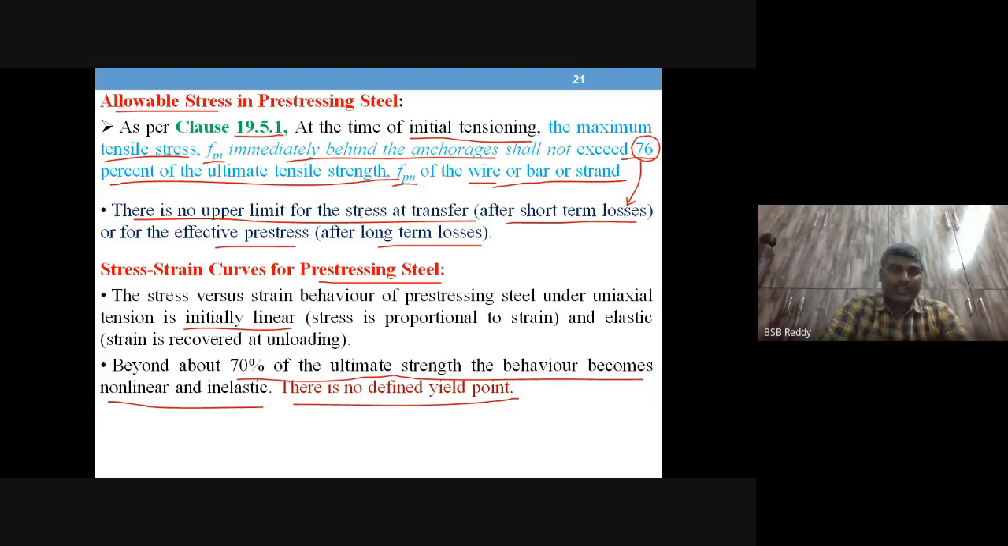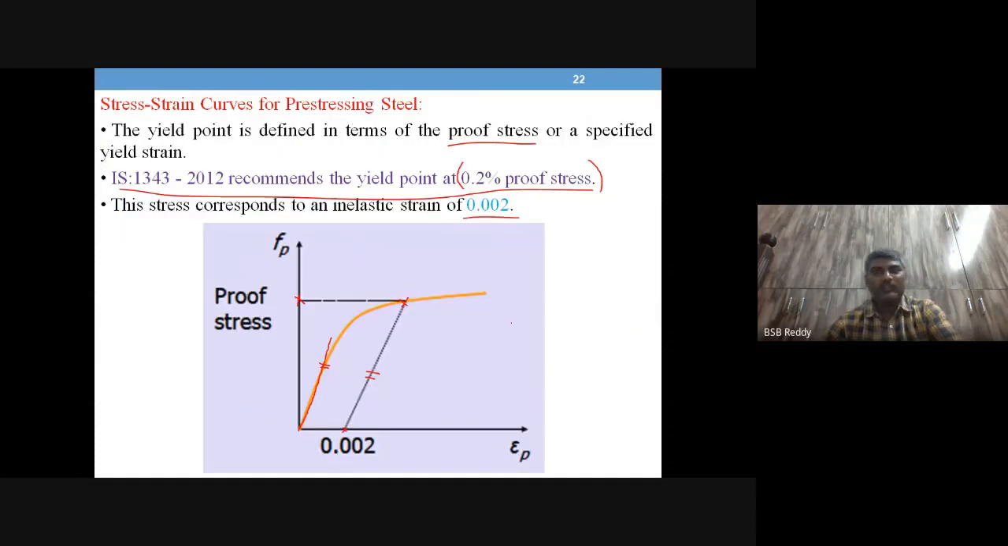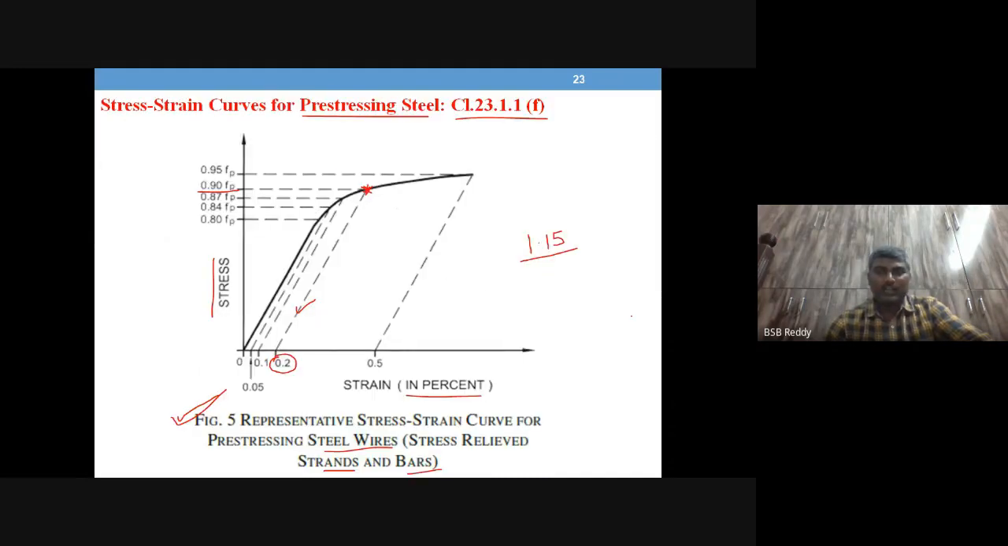And for stress strain curves, the code specifies 0.2% proof stress shall be taken as yield strength, and that shall be divided by 1.15 material factor of safety for getting design stress strain curve. And figure 5 is to be used according to IS code for the stress strain values.